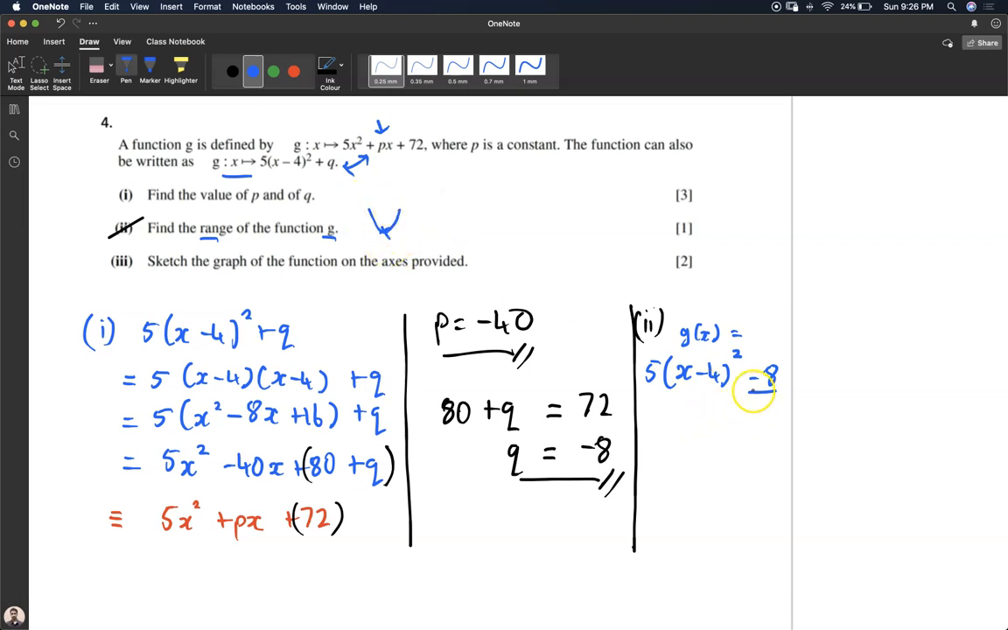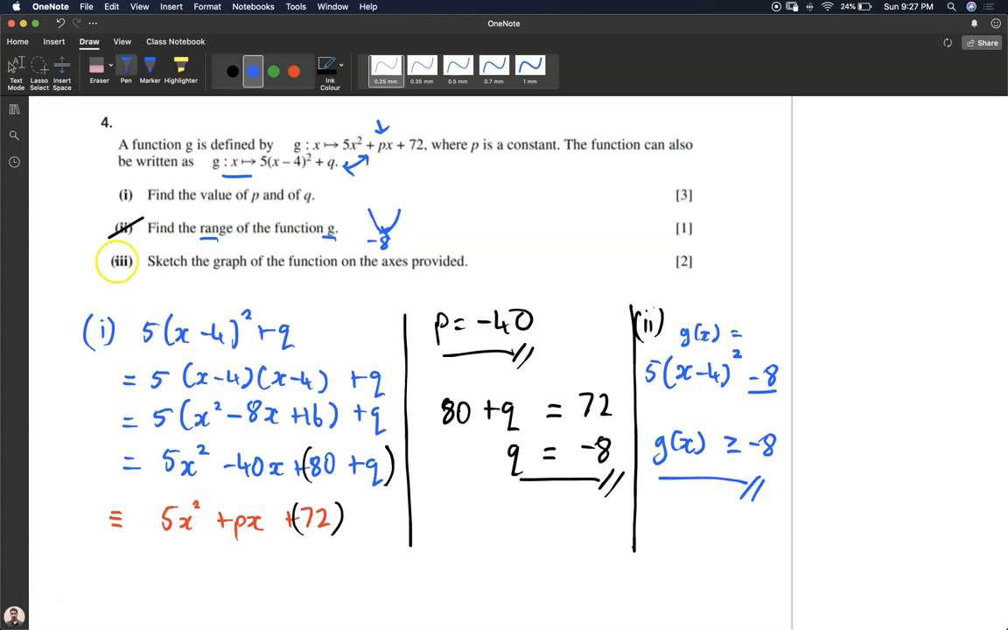Since your minimum is negative 8, your graph should look something like this. Your value for the range should always be more than or equal to negative 8. So you can start with negative 8, and you can go everything above negative 8. But it can never be below negative 8. So that's it. That's your 1 mark.